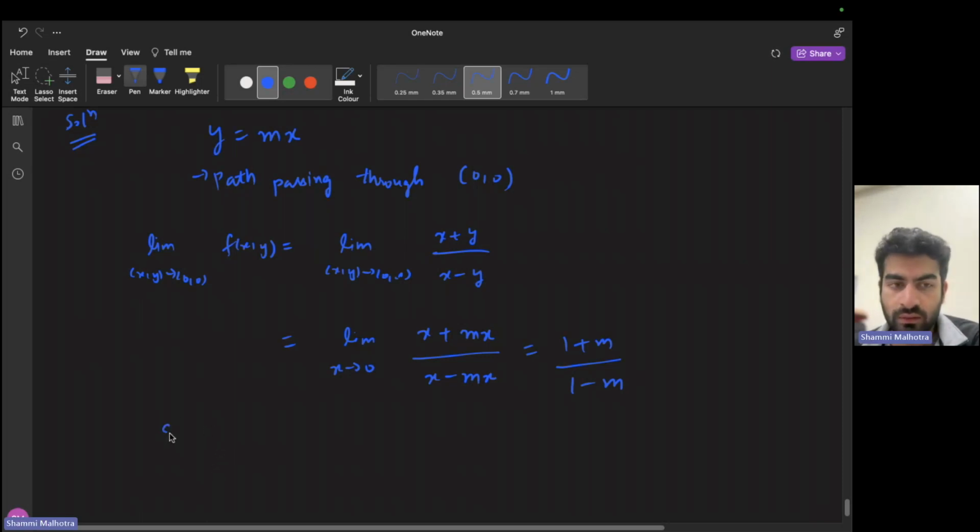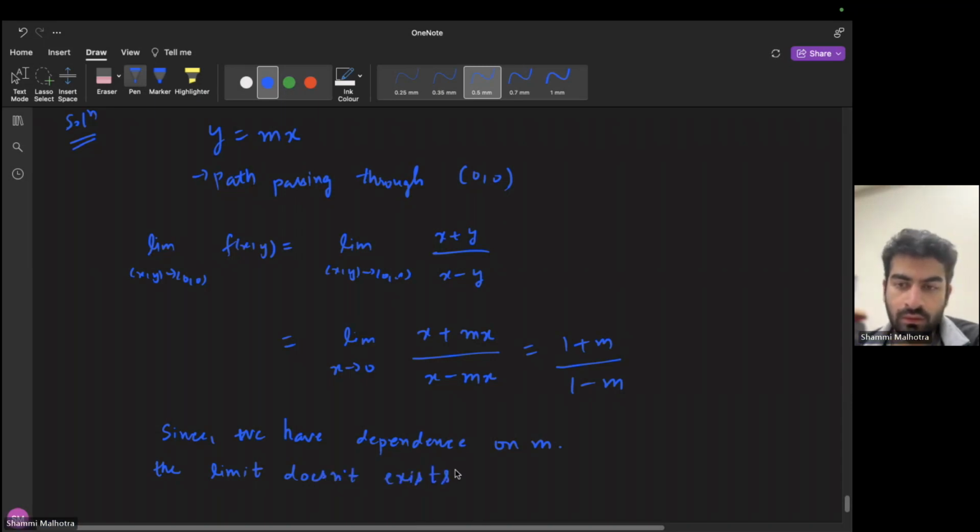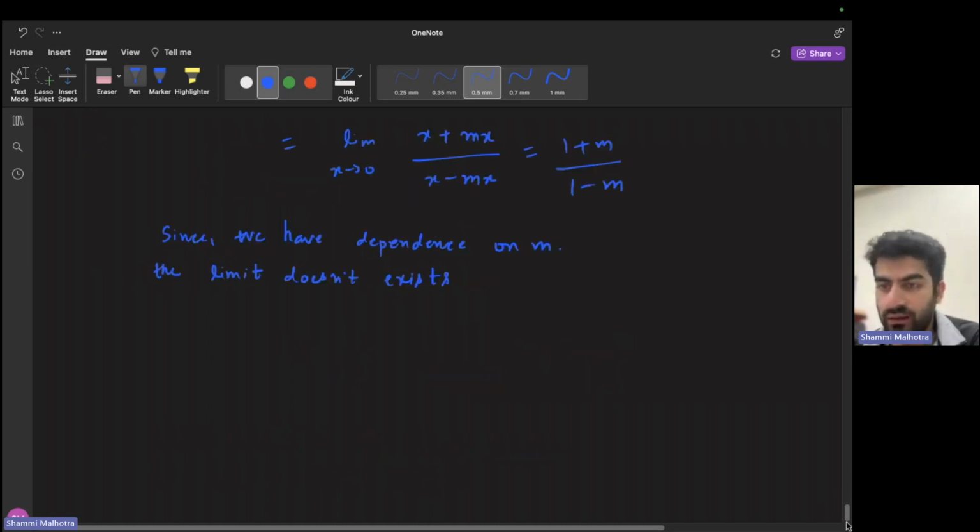So since we have dependence on m, the limit doesn't exist. Okay, that clears it: since a limit has to be unique, but we're getting different values of the limit if we take different paths, in this case the limit does not exist.